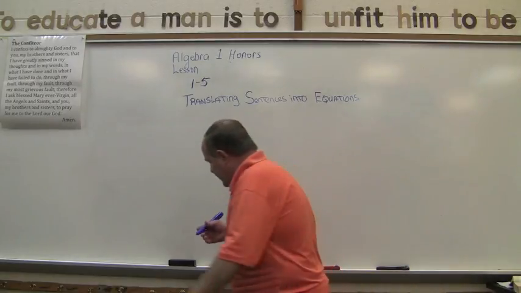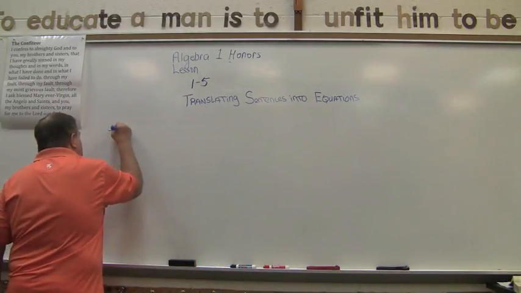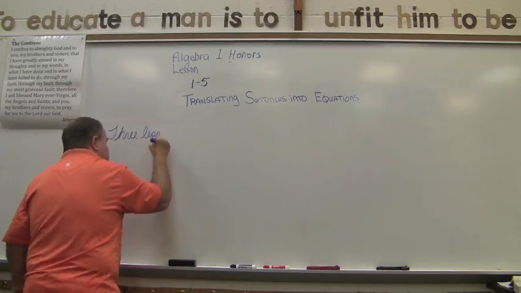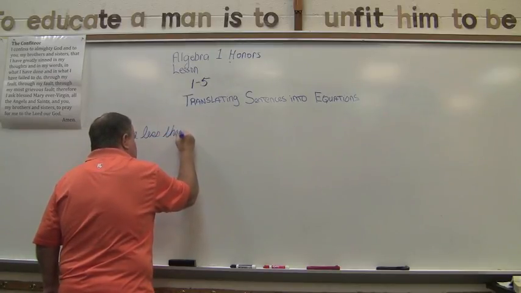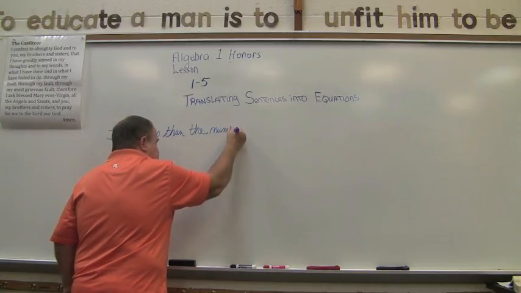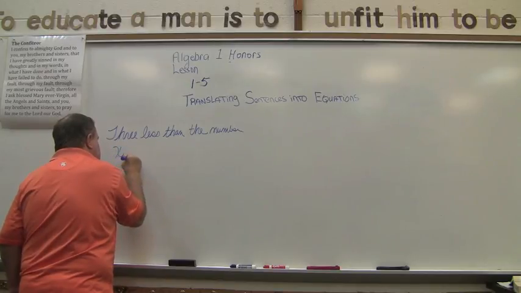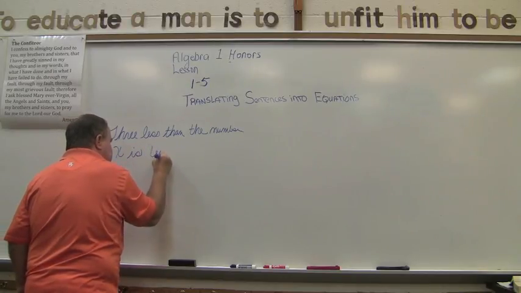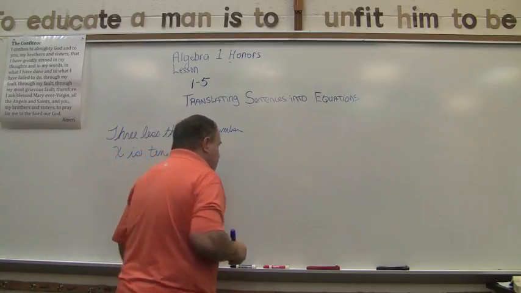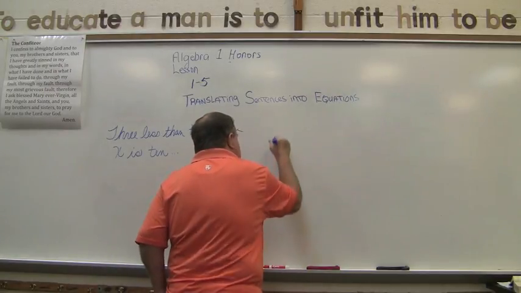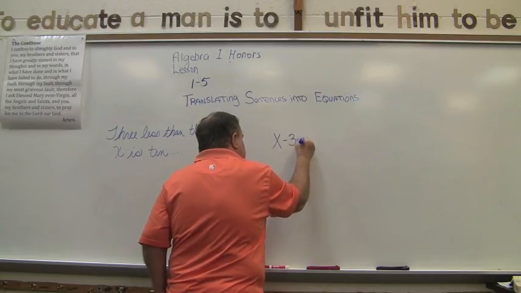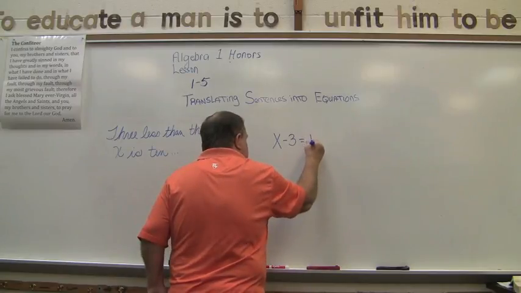Let me write that down over here. 3 less than the number x is, I believe it said 10. I hope it said 10. Okay. All right, so 3 less than the number x. If this is my number x, and I want 3 less than x, I'm going to have to say x minus 3. And is over here means equals 10.